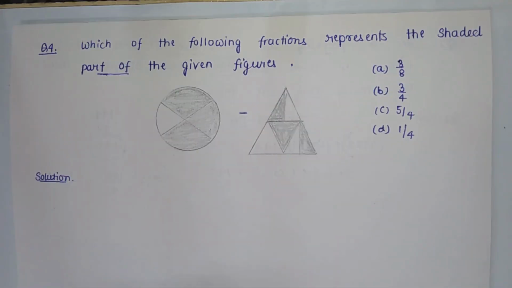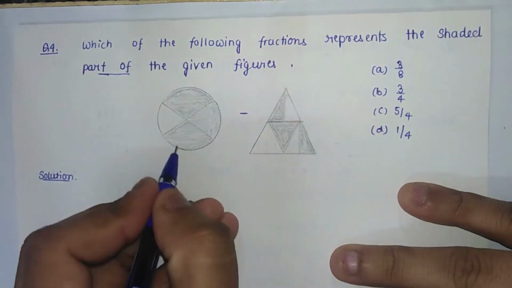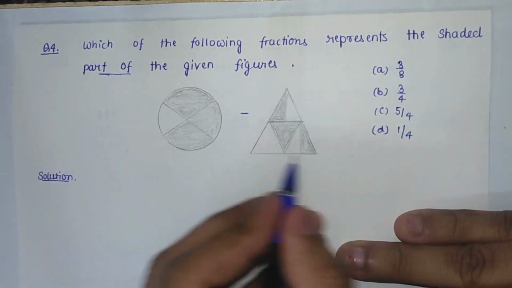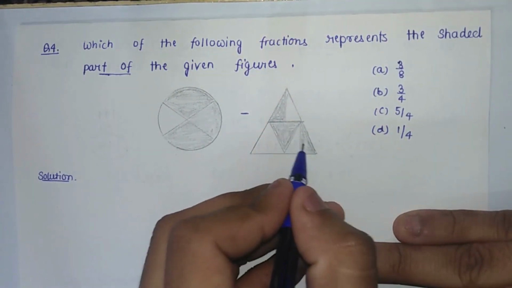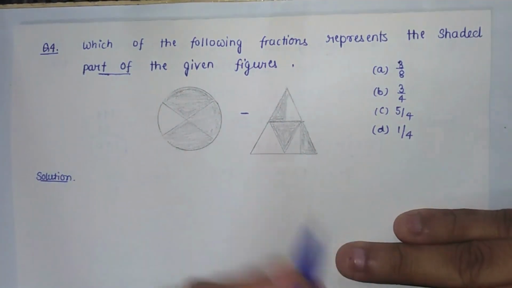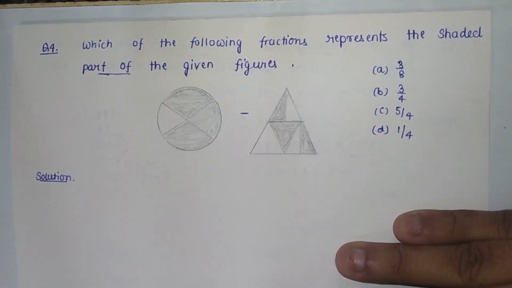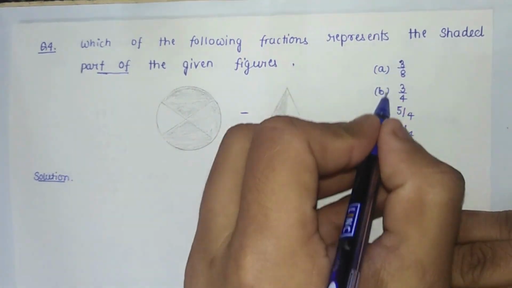Let's take a look at question number 4. In this question, we are given two figures. First one is a circle in which some part of the circle is shaded. Second one is a triangle in which some portion of the triangle is also shaded. We are doing the subtraction of the shaded portions, and we have to give the answer in terms of that.